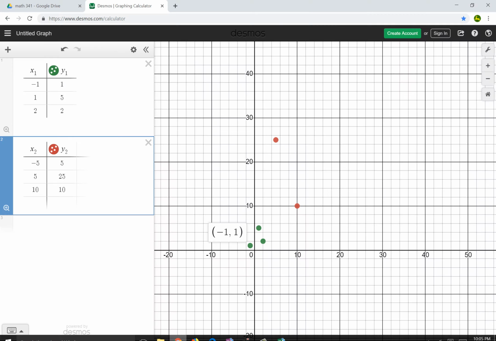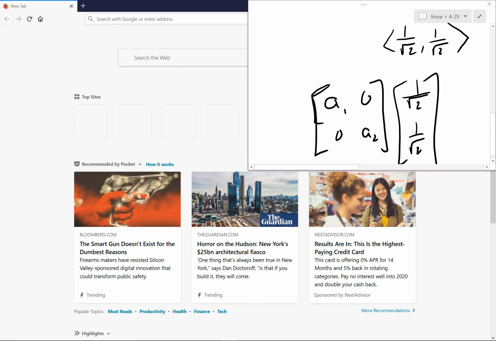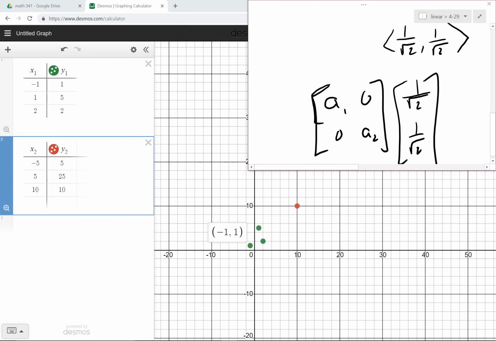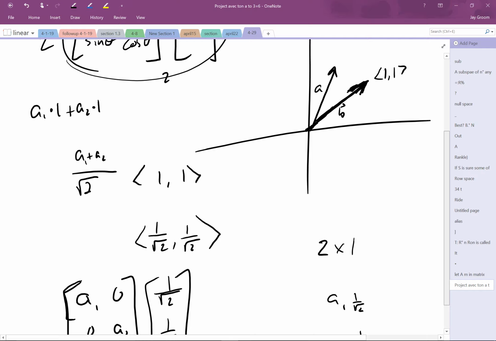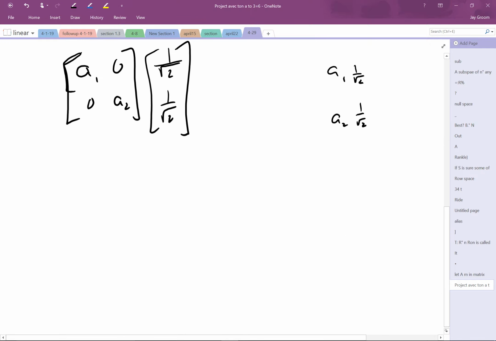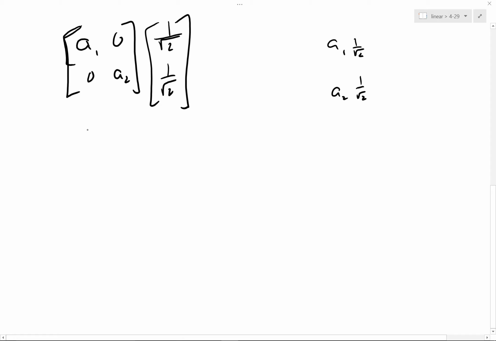What if I tried it? Now, what if someone else says, well, listen, I want to do it with that cosine and sine routine. Is that going to work? I don't think so. Maybe. But I don't think so.